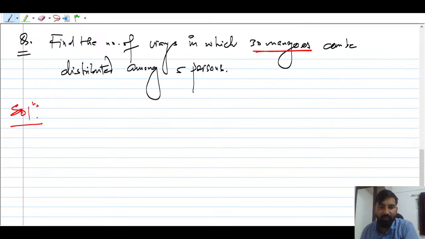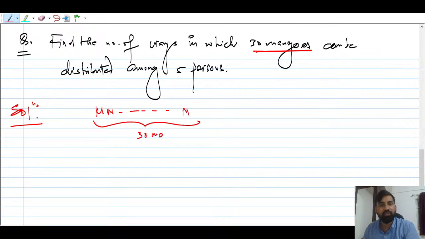Suppose there are 30 mangoes, you can say one mango, second mango, and there are 30 mangoes, right? Understood? These are 30, and there are 5 persons, means there are 5 beggars, right? You can say A, B, C, D, E. So how many sticks do you have to draw here? 1, 2, 3, 4, 4 sticks.